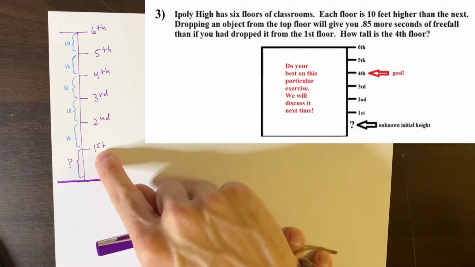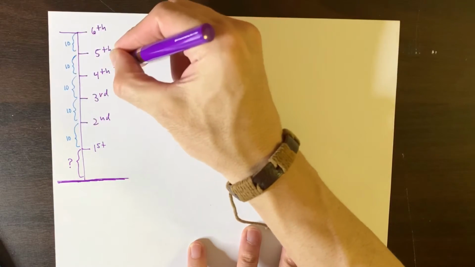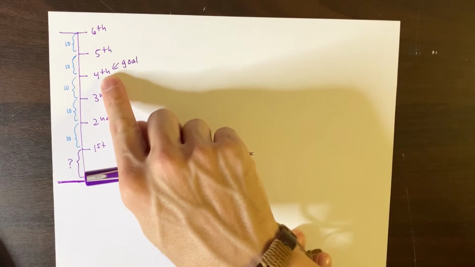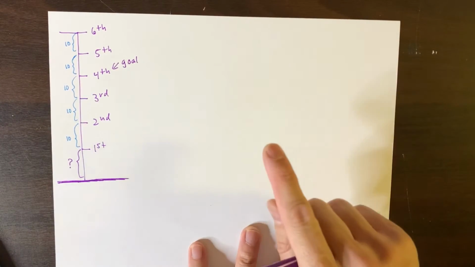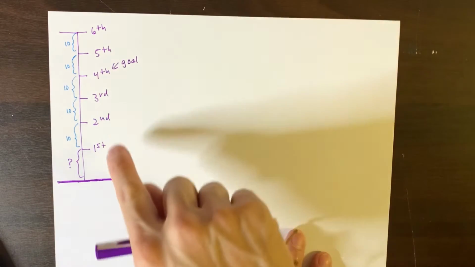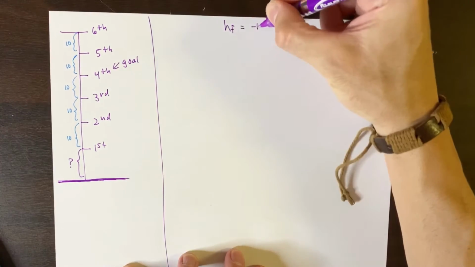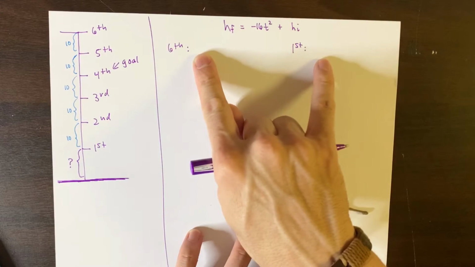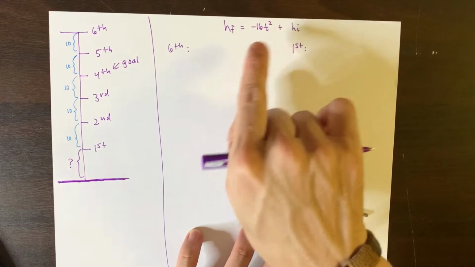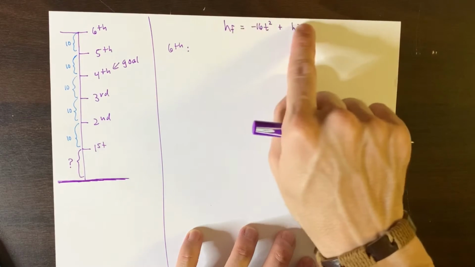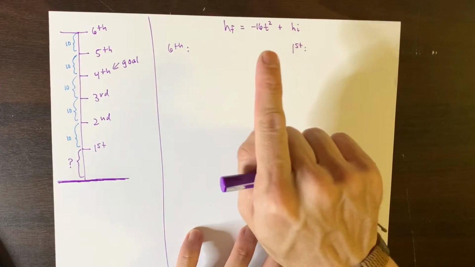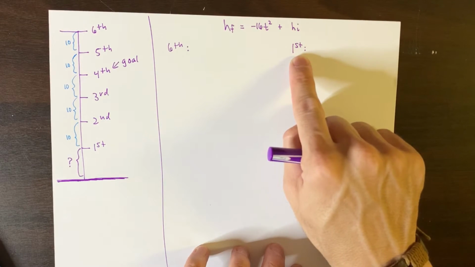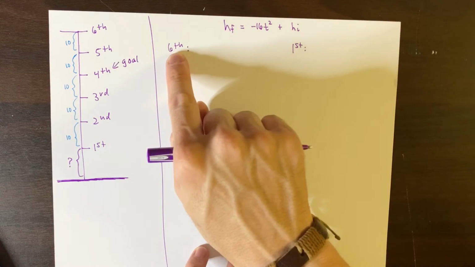from here. I understand that the 4th floor, that's actually the goal. We'll address that at the very end. For now, let's make a comparison between the 6th floor and the 1st floor. I know that for each of these cases, we have free fall. And I want to complete this formula for both of them. But I prefer to always fill out the formula for the lower height first and then the higher height after.